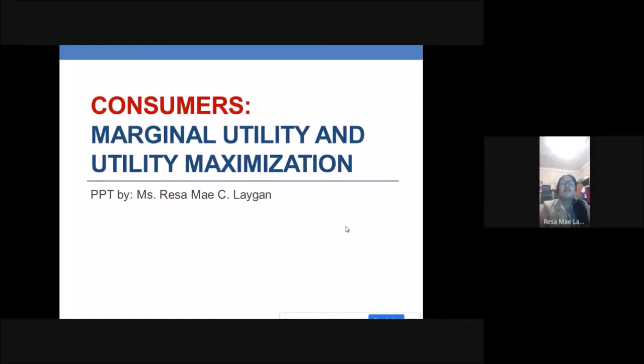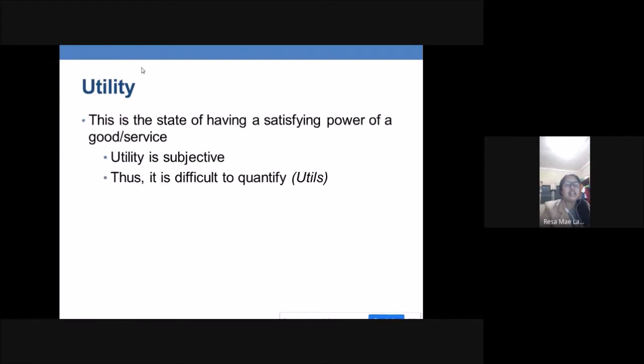Good day, everyone. For this session, we are going to tackle marginal utility and utility maximization as part of the consideration of the consumer's choice. When we say utility, this is the state of having a satisfying power of a good or service. It's more about the feeling of being satisfied with a good or service.